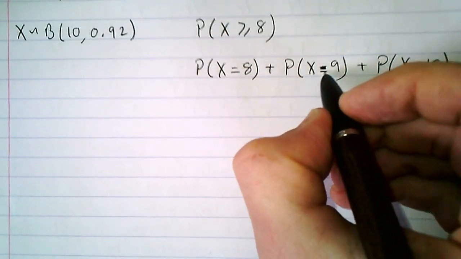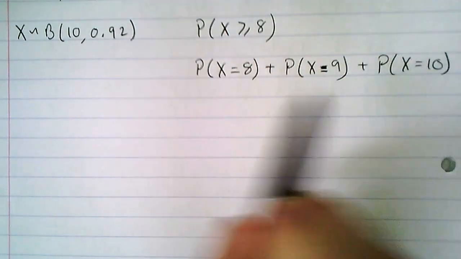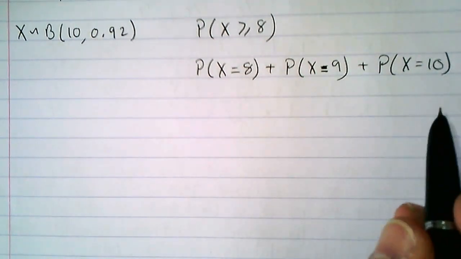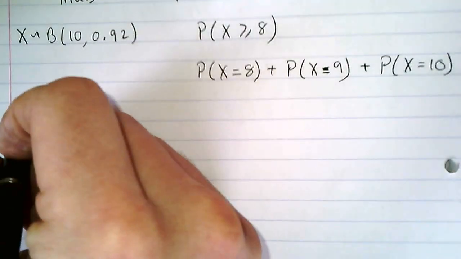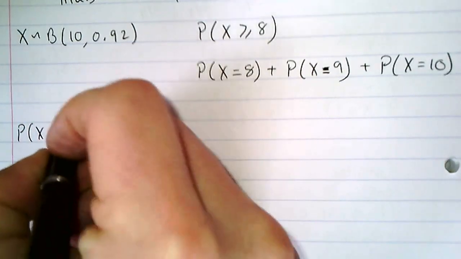That is an equal sign. I want to add these three things together. So I'm going to work these things out individually, and we're going to use that same structure. So here, the probability that x equals 8.